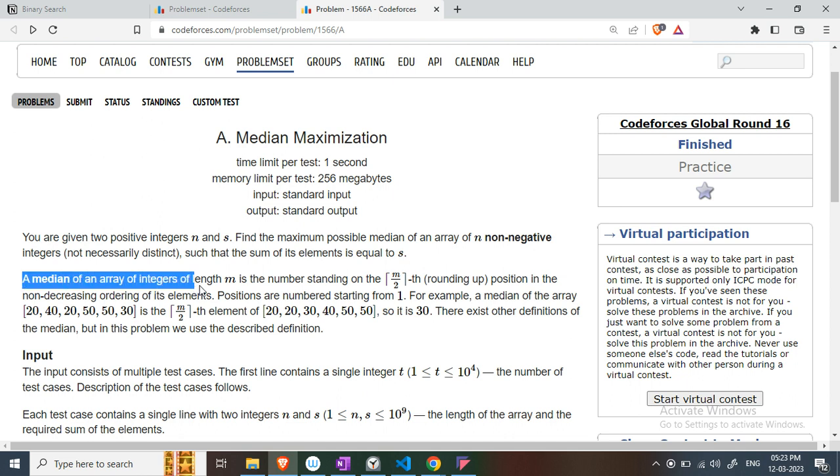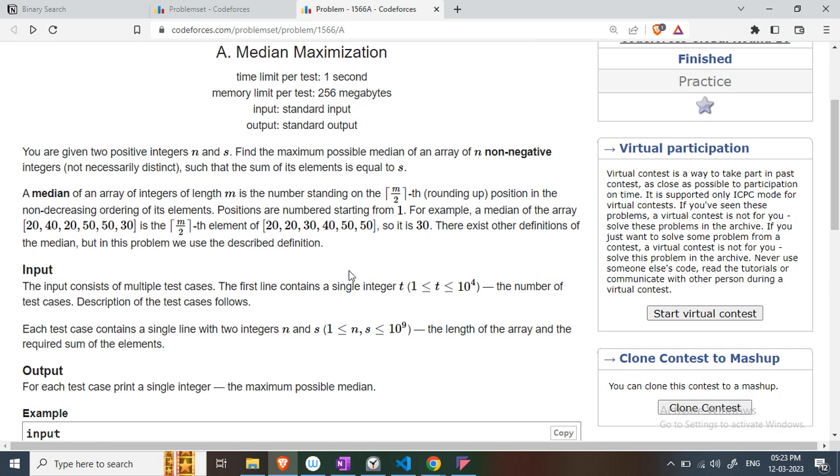Now here is the definition of median. The median of an array of integers of length m is the number at the ceiling of m by 2th position in the non-decreasing order of elements. It means that we first have to sort the numbers given in the array, and then find the element at the ceiling of m by 2th position. I hope you have learned about the median in higher classes. There exist other definitions of the median, but in this problem we use the described definition.